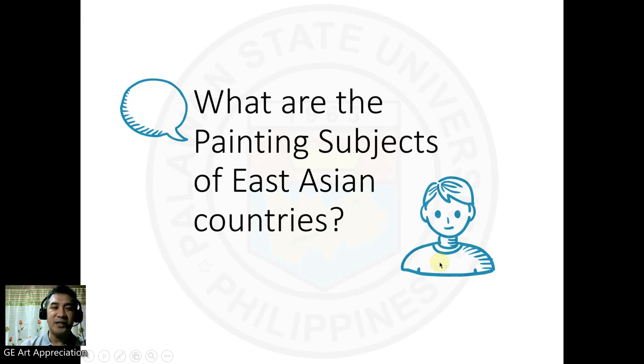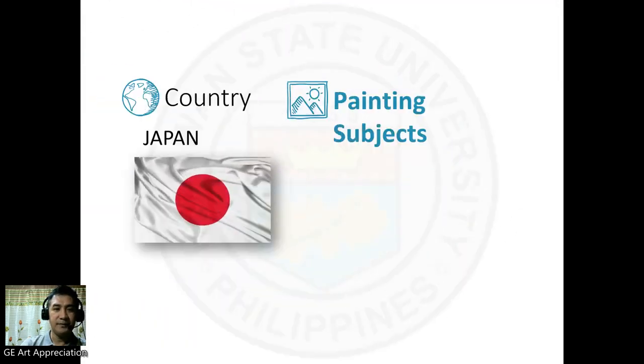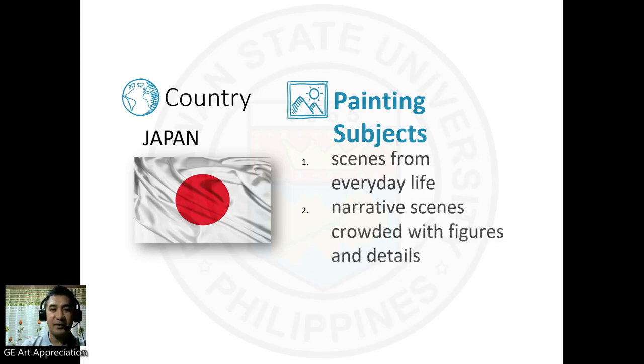So, let's proceed to the different painting subjects of East Asian countries. Let's have Japan. What are the painting subjects of Japan? It could be the scenes from everyday life, could be the narrative scenes crowded with figures and details. So these are their subjects every time they paint. Different scenes, scenery. They like those.